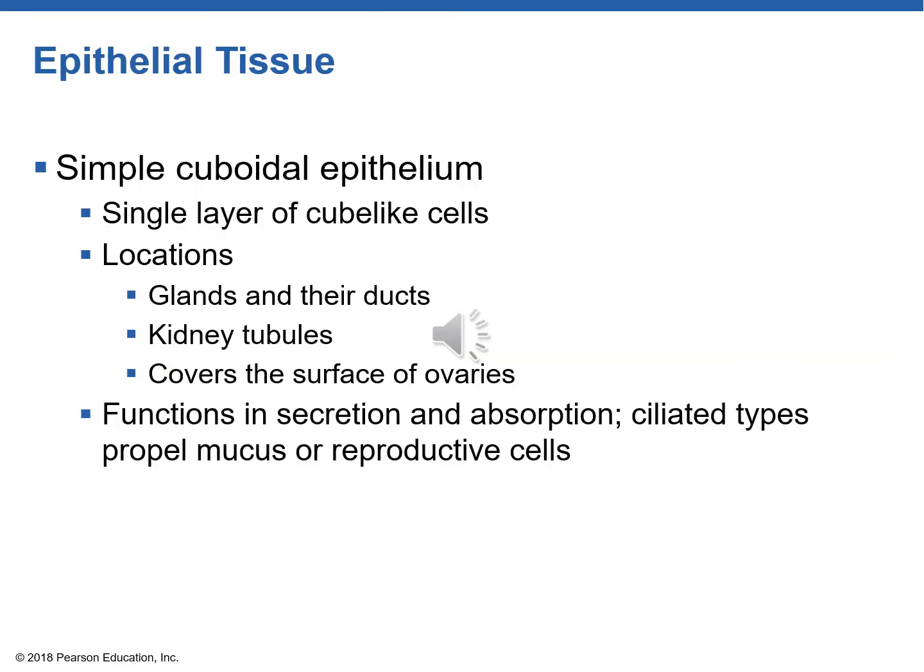Let's talk about simple cuboidal, one layer of cube sort of cells. A really good example is in the kidney tubules. The cells of the kidney tubules are kind of like smart cells. We're going to learn that they play a role in determining what is in your urine. We want to send bad things out in our urine, and make sure that no good things go out in our urine. And these very smart cuboidal cells in the kidney tubules do that job.